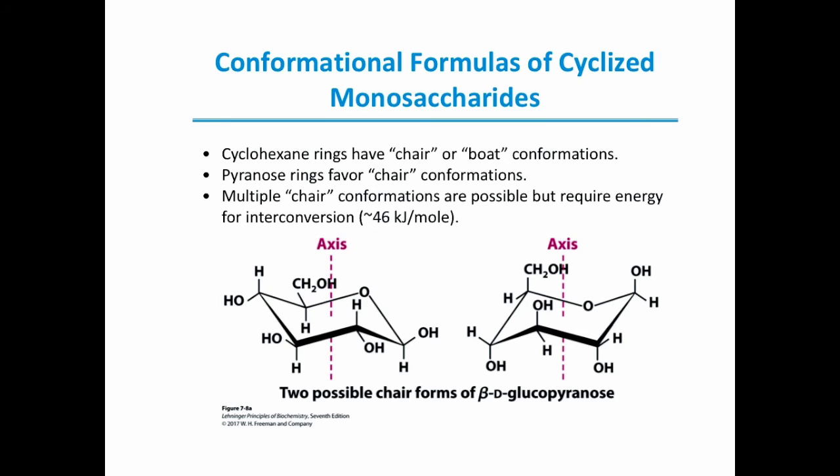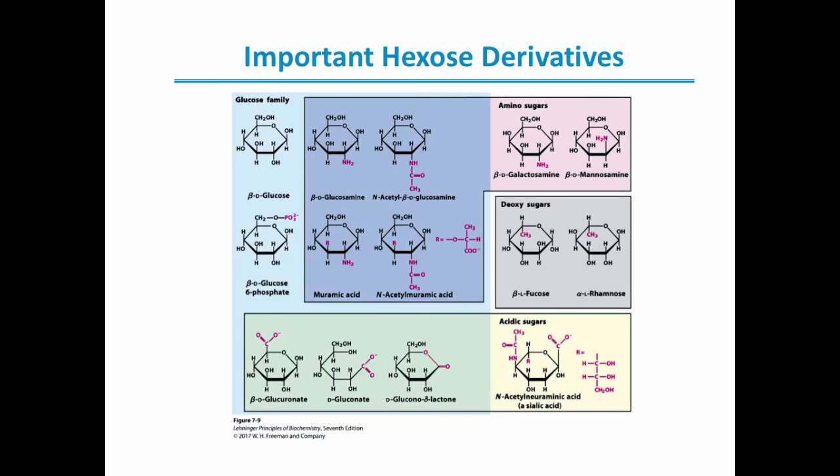Pyranose rings are 6-membered rings, and they resemble cyclohexane in that they can exist in different chair conformations and sometimes even in boat conformations. And this just shows you the two possible chair forms of beta-D-glucopyranose. We can get some important hexose derivatives. So if we start with the beta-D-glucose, we can replace this OH group with an NH2 group or with an amide group to get these important derivatives.